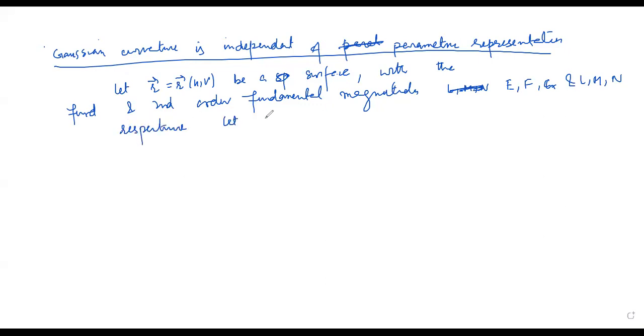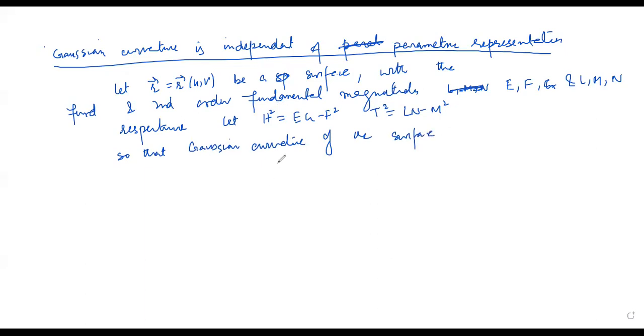And of course let H square be equal to EG minus F square and T square be equal to LN minus M square, so that the Gaussian curvature of the surface, जो कि हमें पता है, K is equal to T square by H square, or (LN minus M square) divided by (EG minus F square). ये हमें पता है Gaussian curvature product of the roots of that quadratic equation, right? जो हमने इससे पहले किया था.